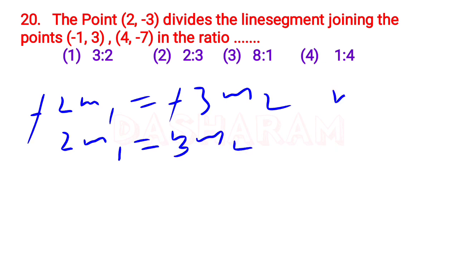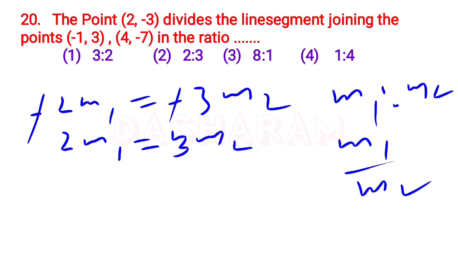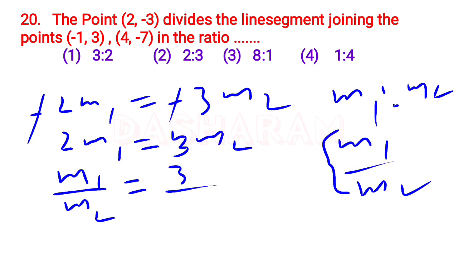We require m1 is to m2. Every ratio can be written in fraction form, so m1 by m2. Indirectly we have to find m1 by m2. So m1 by m2 equals to 3, and this 2 transposes to the RHS as division by 2. So it equals 3 is to 2. So 3 is to 2, option 1 is correct.